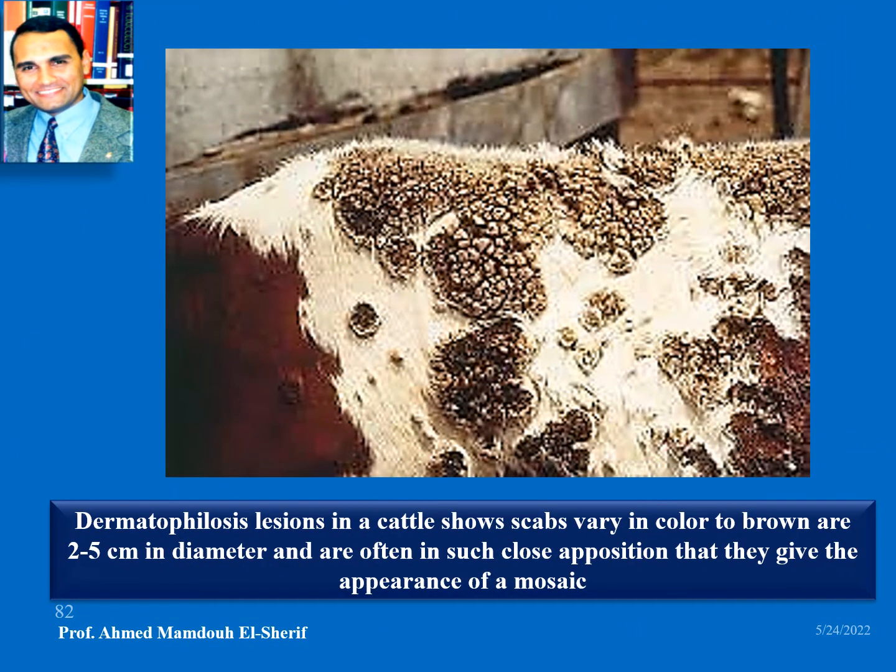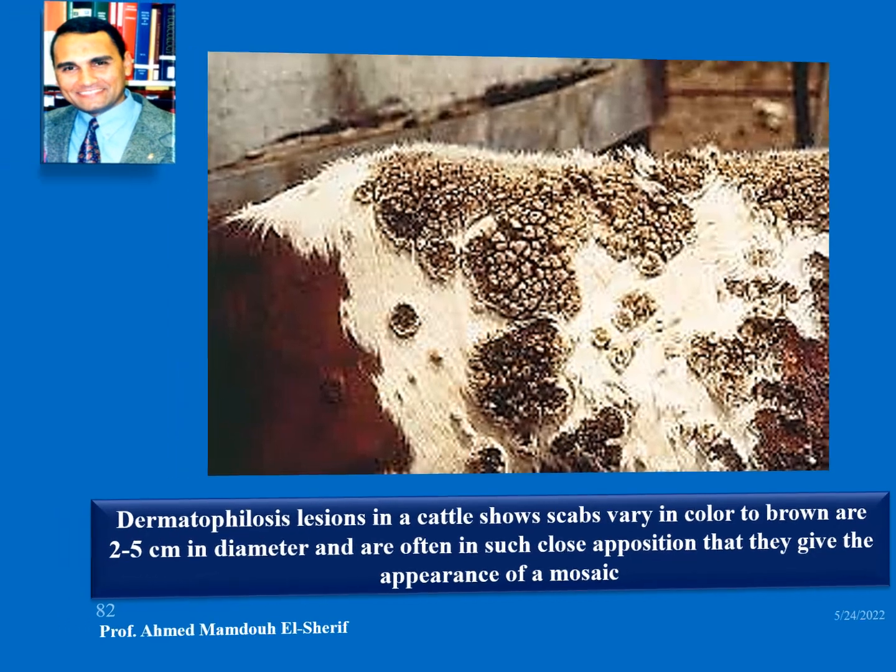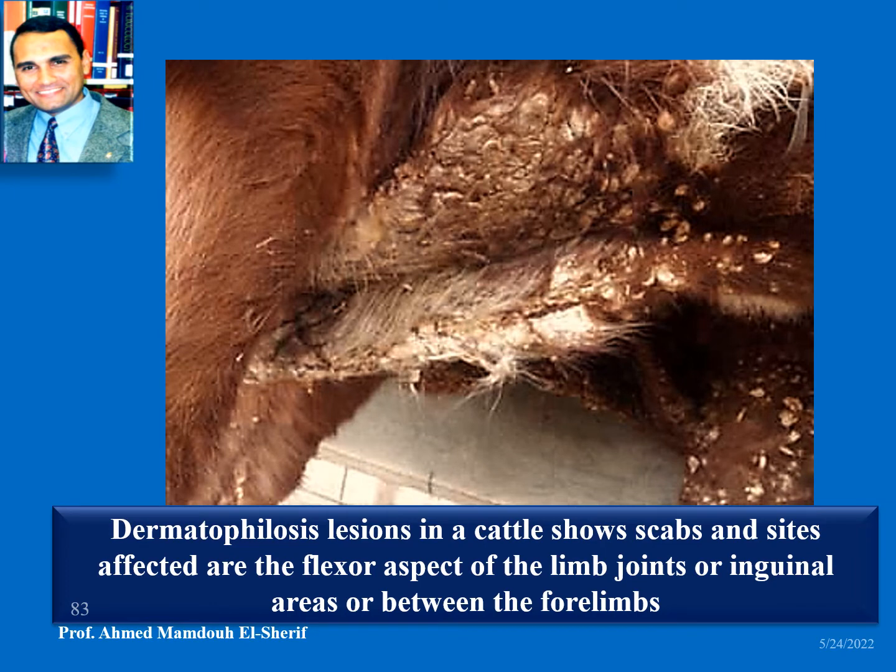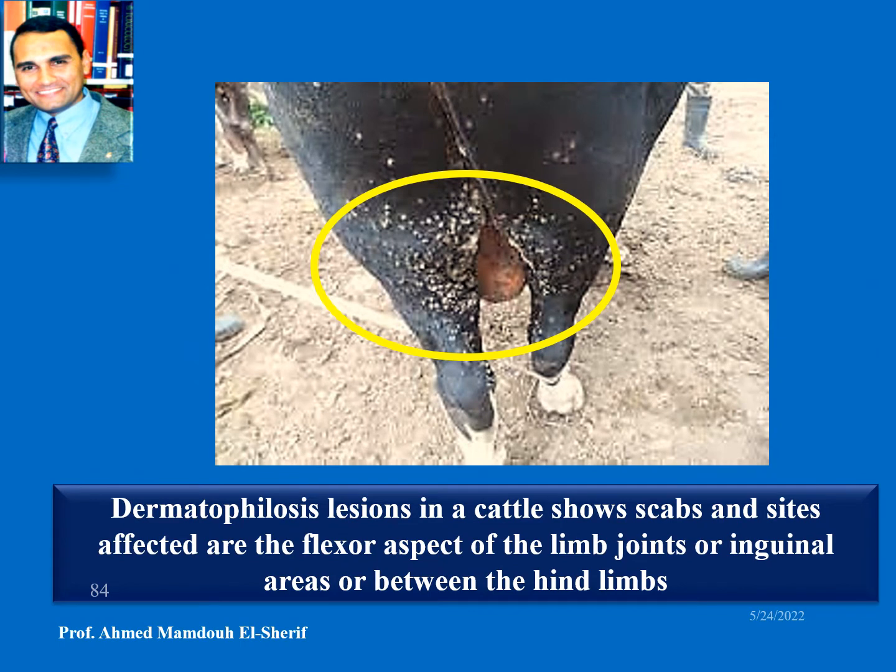This picture shows dermatophilosis lesions in cattle with scabs that vary in color to brown, are 2 to 5 cm in diameter, and are often in such close apposition that they give the appearance of a mosaic. Dermatophilosis lesions in cattle show scabs, and the sites affected are the flexor aspect of the limb joints or inguinal areas or between the forelimbs, as well as the scrotum.